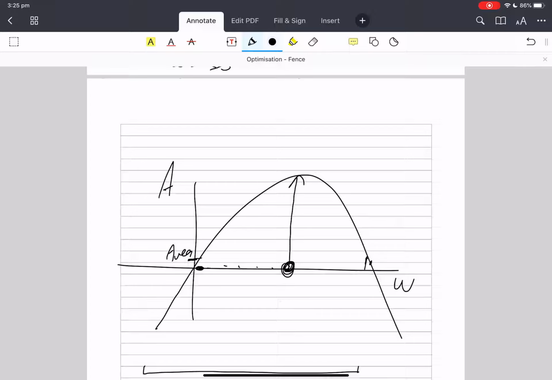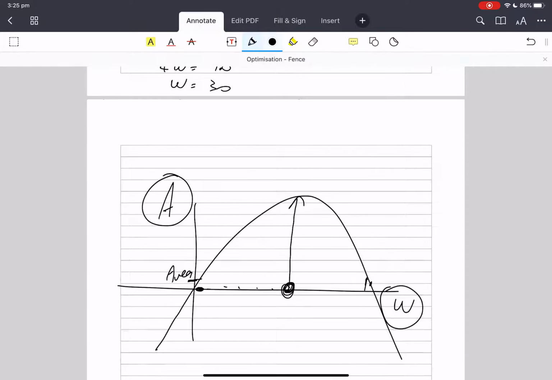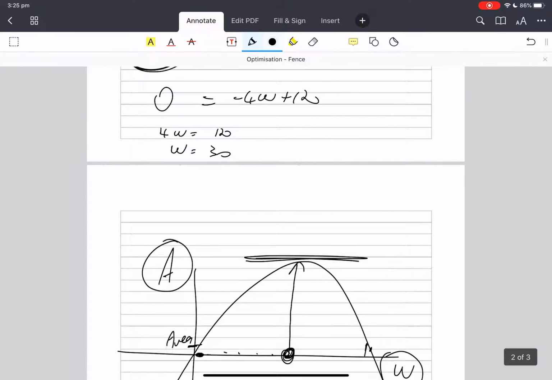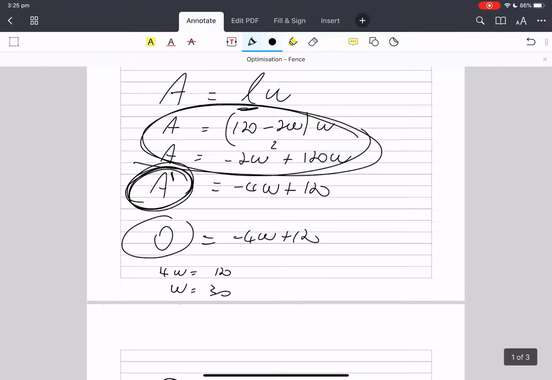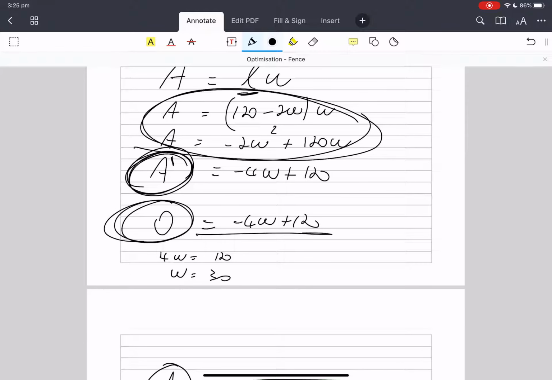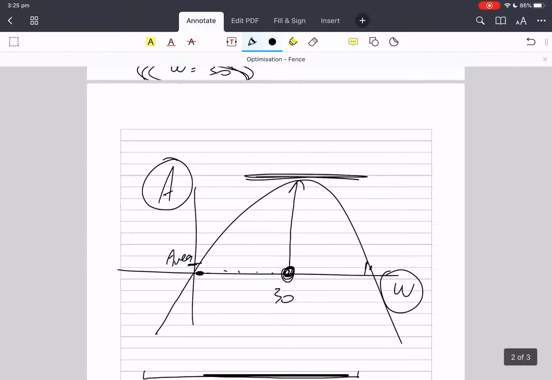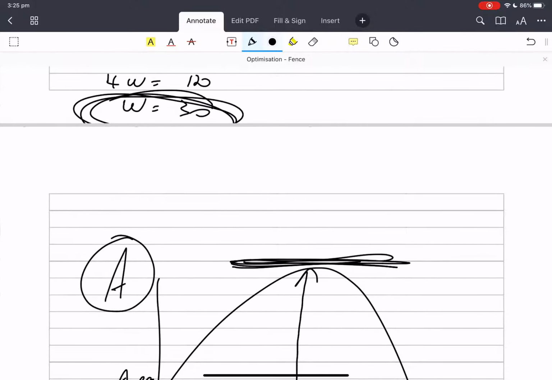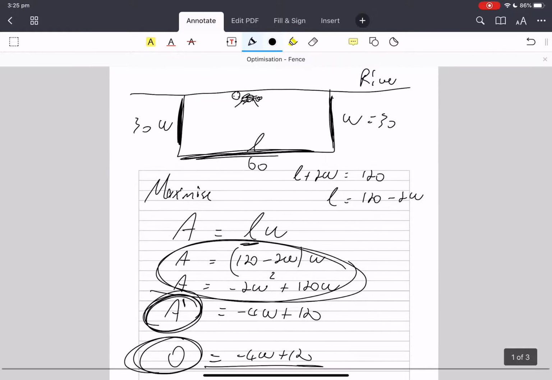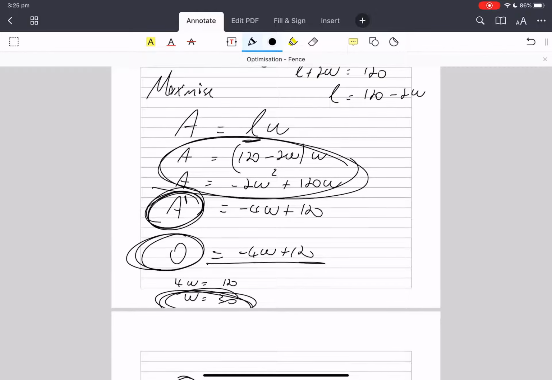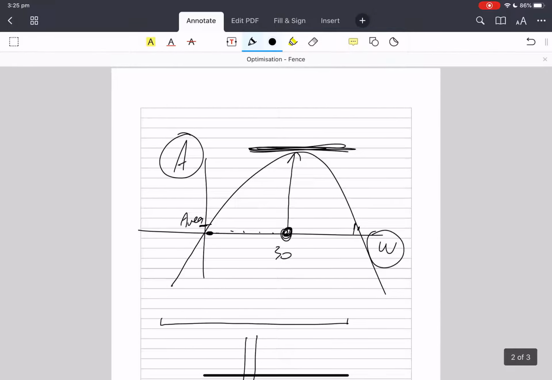So when I'm graphing A and W, I want to find the slope of that function, which is why we differentiate. I'm wanting to find where the slope is 0. That's why I set the derivative equal to 0. And that W there is the W that makes my graph or my area the biggest. So even though that's quite a simple question, we start with the river and we end with W is 30. We've got to piece together what this means and why we're doing it.